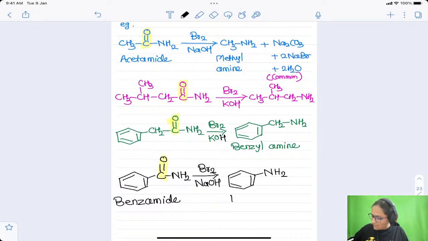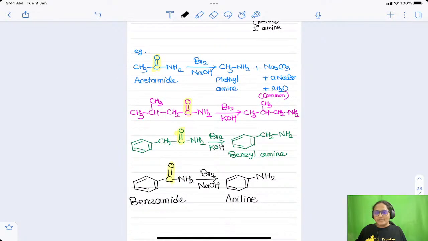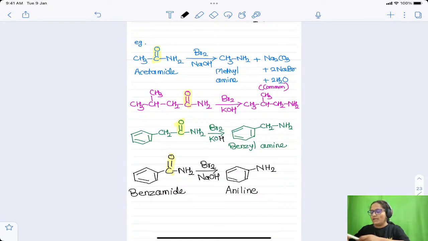What is the product generated? It is called aniline. So this reaction is used for the preparation of primary amines. It does not matter whether aliphatic or aromatic, we can prepare aliphatic as well as aromatic primary amines by using the Hofmann bromamide degradation reaction. I hope you understood all the examples. So that's all for today. In the next class we are going to discuss another topic from chemistry from class 12. Thank you so much for your precious time, guys.